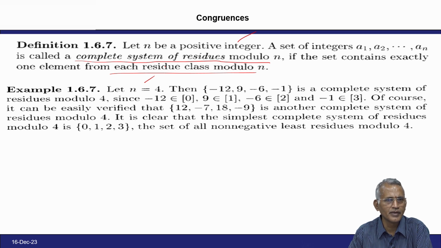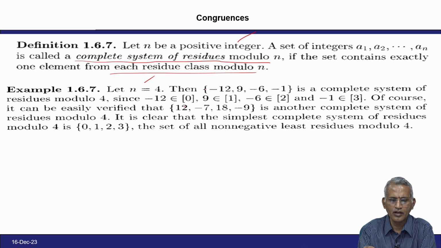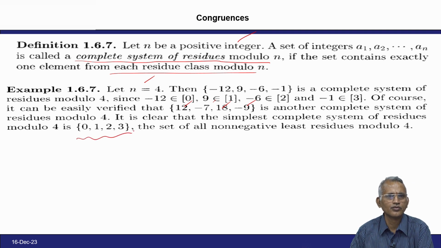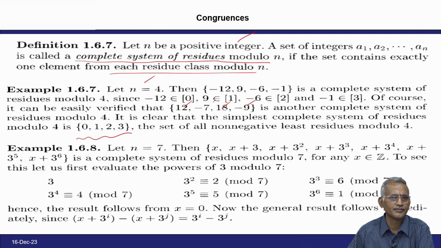Of course, it can be easily verified that 12, minus 7, 18, minus 19 is another complete system of residue modulo 4. So it is clear that the simplest complete system of residue under modulo 4 is 0, 1, 2, 3. So the set of all non-negative least residues of modulo 4 can be generated.